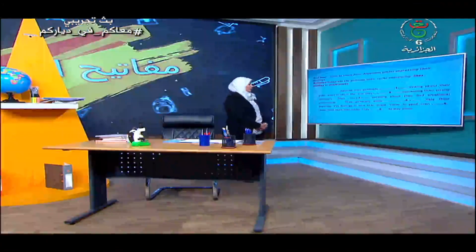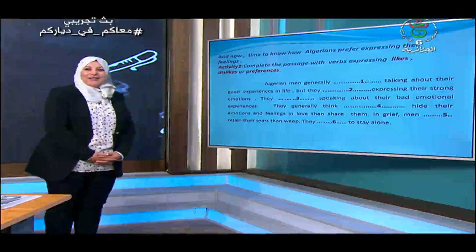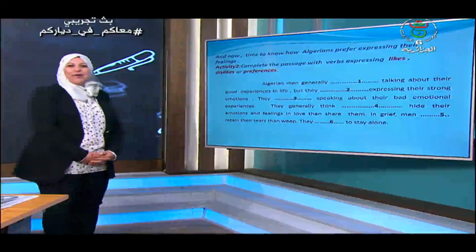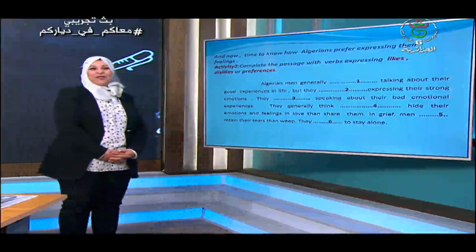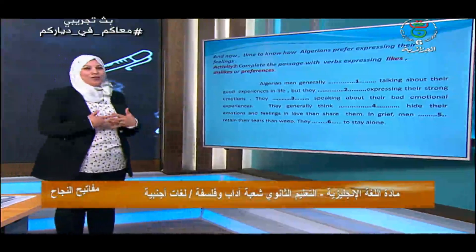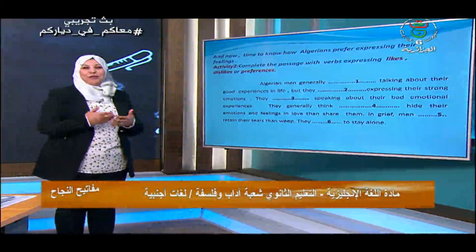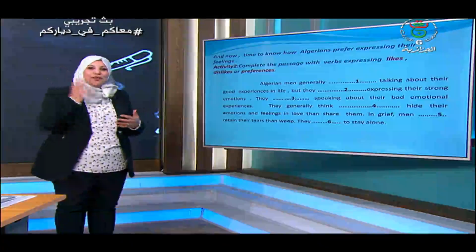Activity 2. In activity 2, we'll see how Algerian people react, whether they prefer or not expressing their feelings. Let's read together this paragraph, because in this paragraph you have to complete the passage with verbs expressing likes, dislikes, or preferences. We're speaking about Algerian men.